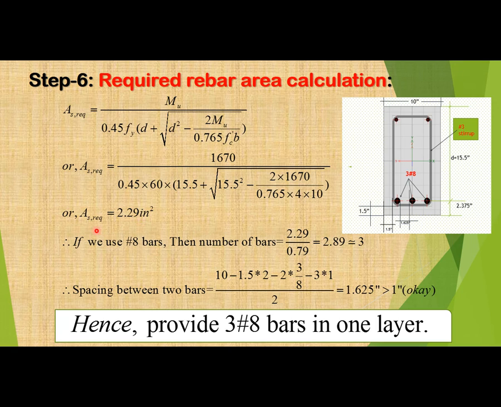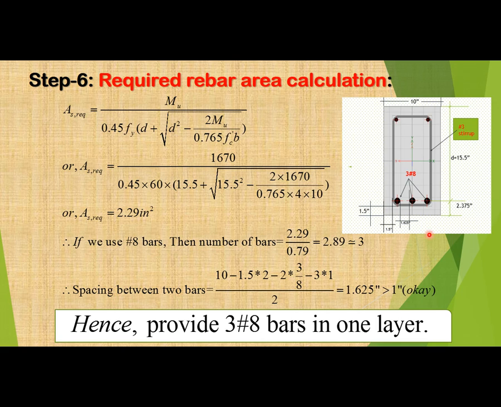Now if we use number 8 bars, then the number of bars will be 2.29 divided by 0.79. You know that the area of a single number 8 bar is 0.79. So divide 2.29 by 0.79, you get 2.89, which is nearly 3. So provide 3 number 8 bars. As I said before, the provided area is always greater than the required area. That's why we used an increased value of d.